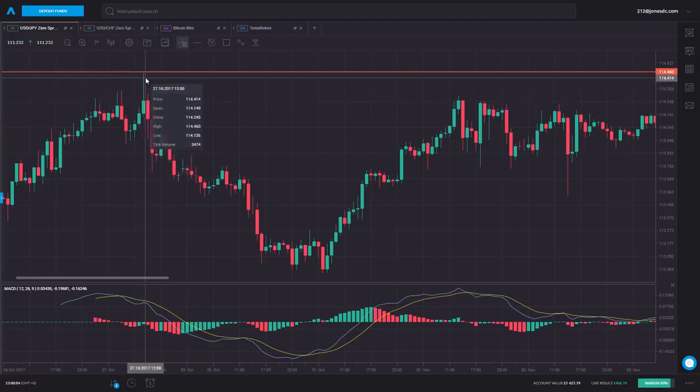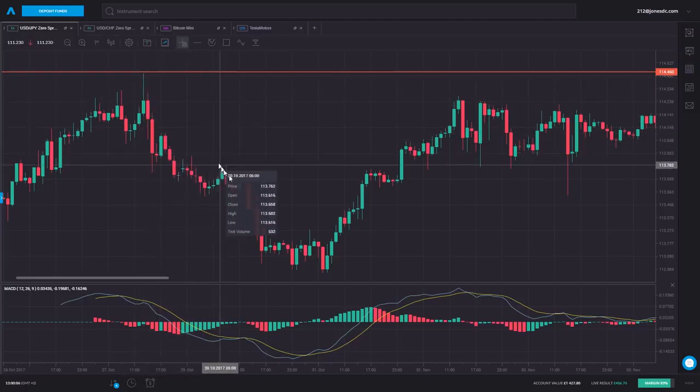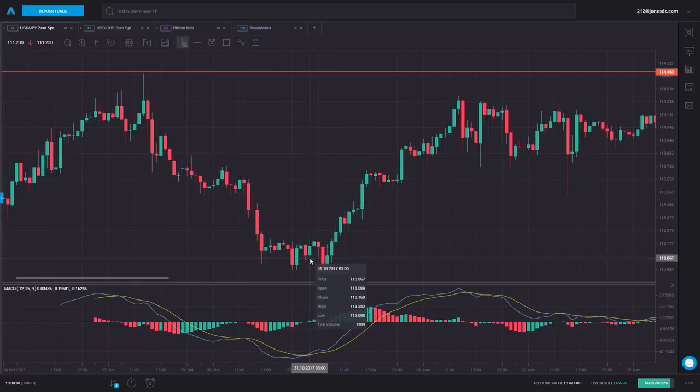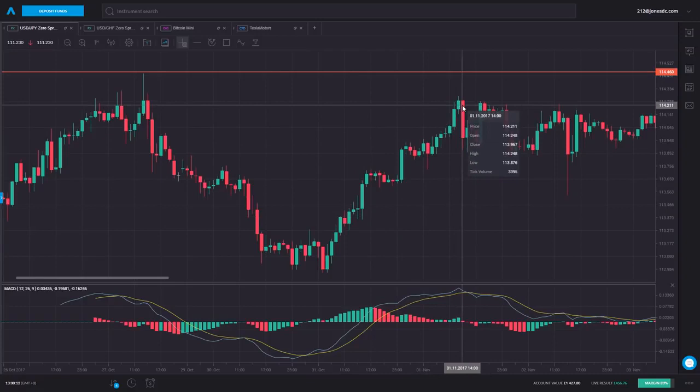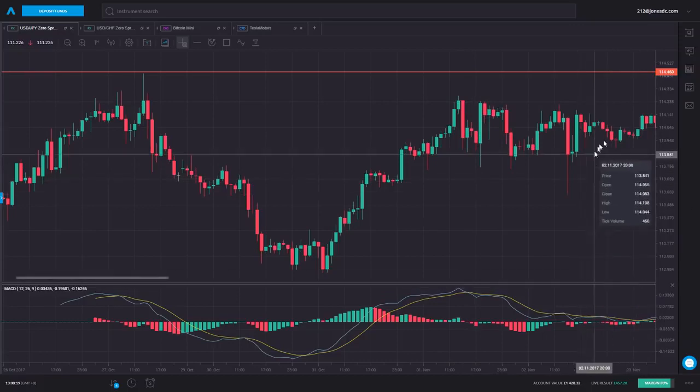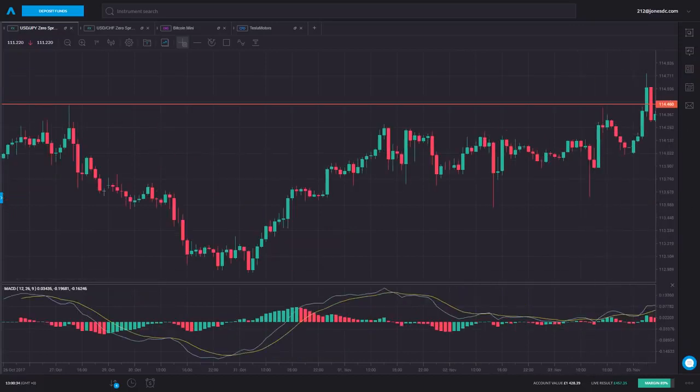Dollar yen rallies up to it on the 27th of October and sells off below 113. So we see a good 150 point move off that level. It moves back up to it again, which on its own is a sell signal. But let's just walk forwards and see if this level gets threatened. So the first high back here, 27th of October, and we can see we've jumped forward to the 6th of November.